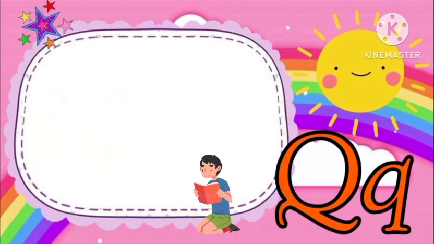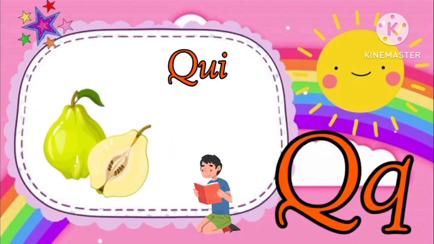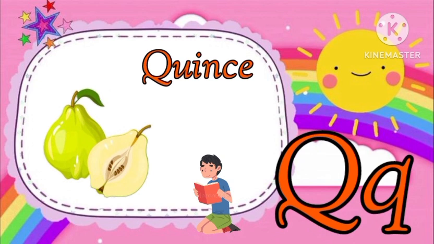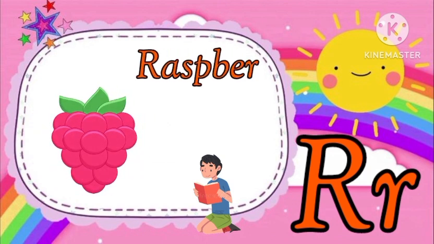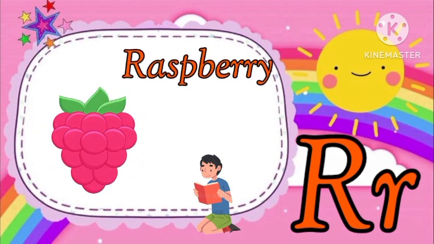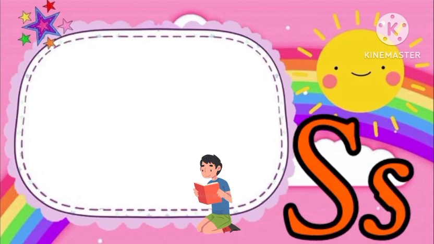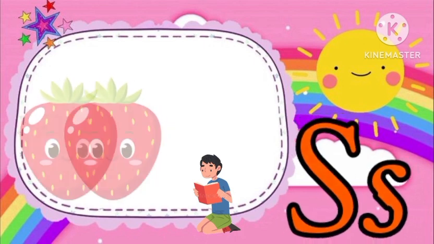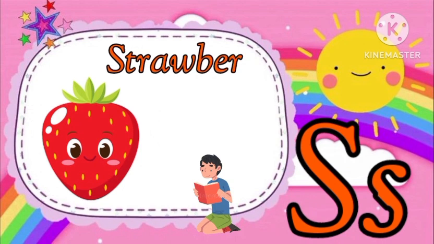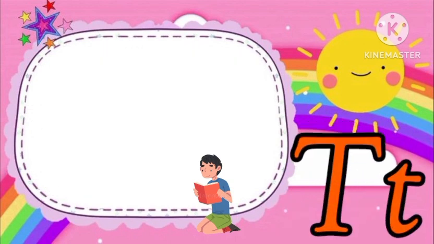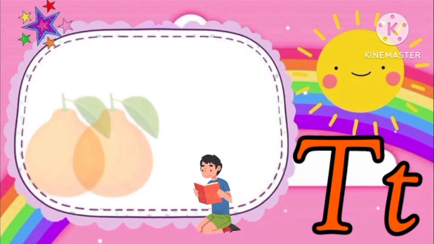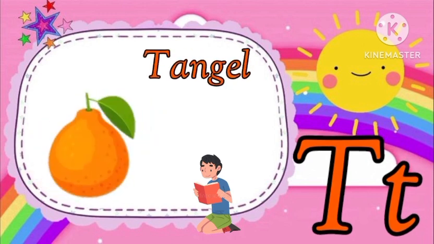Q. Q is for quince. R. R is for raspberry. S. S is for strawberry. T. T is for tangelo.